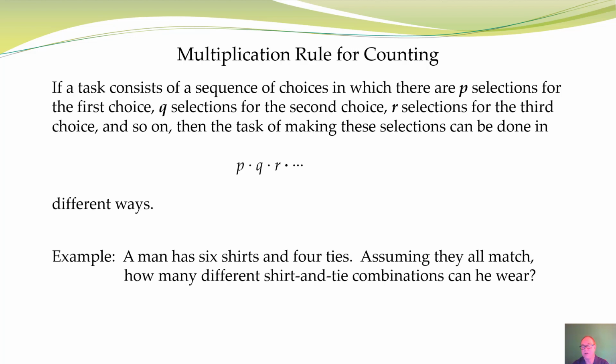Example, a man has 6 shirts and 4 ties. Assuming they all match, how many different shirt and tie combinations can he wear? Well, in this case, the first event has 6, the second event has 4. So this is going to be 6 times 4, or 24 different combinations.